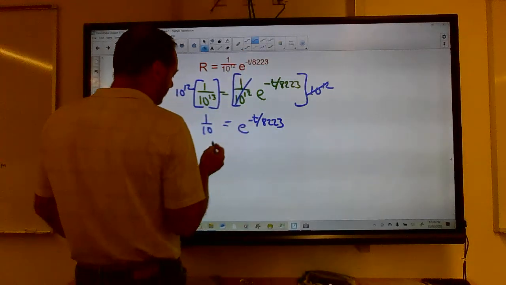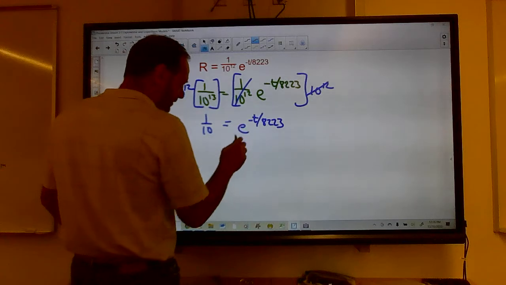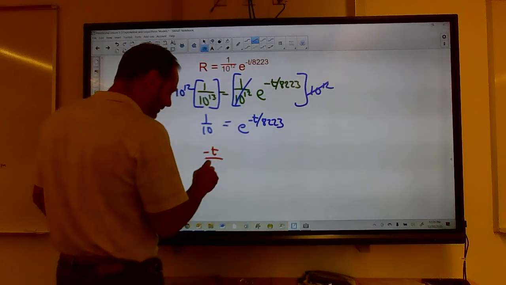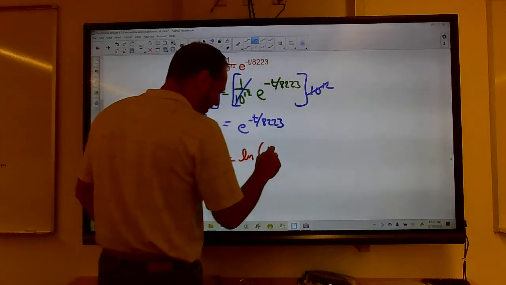All right, I need to get rid of the e, so I'm going to natural log both sides. So if I natural log both sides, the e goes away. I'm going to have negative t over 8,223 equal to the natural log of 1/10.